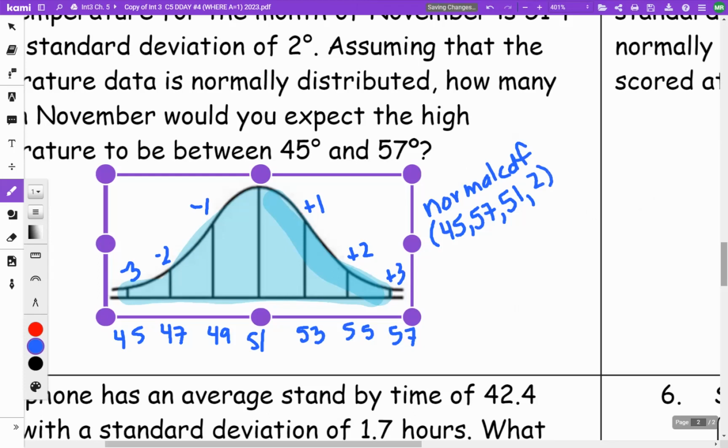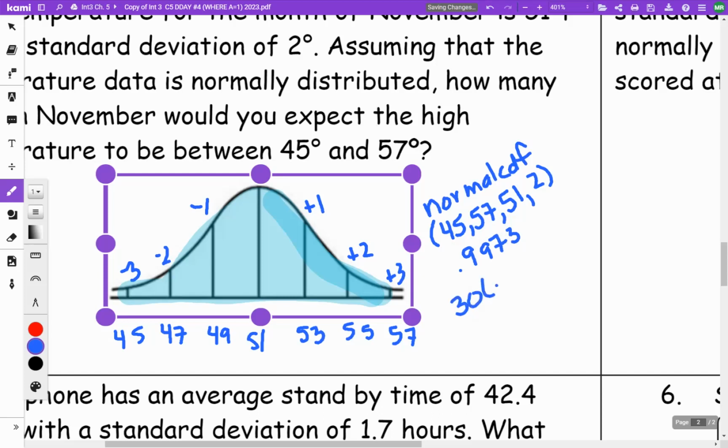So I'm going to be putting this into my calculator. And when I put this into my calculator, 45, 57, 51, 2. I end up with 0.9973, or 99.73%.